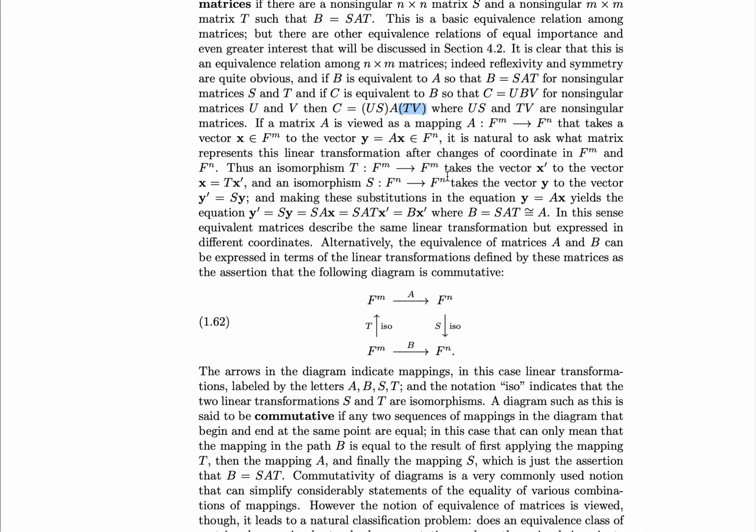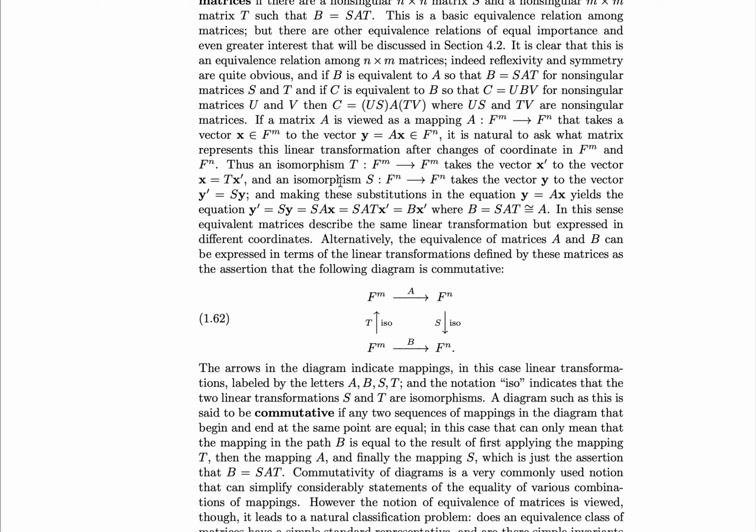If we view this matrix as a mapping from Fm to Fn, and you say that it takes x to y, in the sense that y is equal to A x, it is natural to ask what matrix represents this linear transformation after a coordinate change in Fm and Fn. That is, you have this mapping between these two elements, but what if you relabel the coordinates of your domain and codomain? How would you represent this mapping still, even though the coordinates have changed? But it still maps the same elements to the same elements.